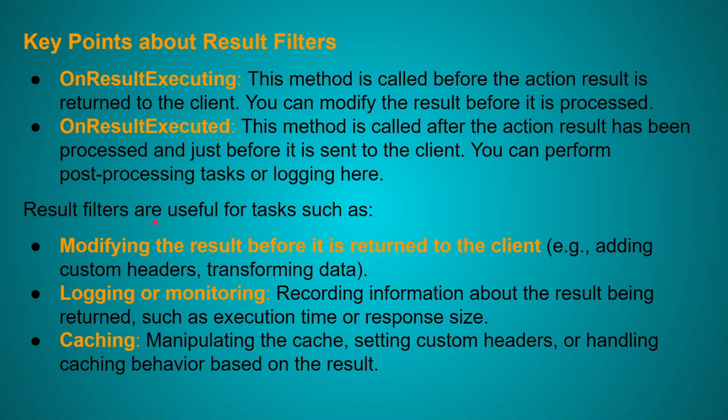Result filters are useful for tasks such as modifying the result before it is returned to the client, for example adding custom headers or transforming data. Logging or monitoring, recording information about the result being returned, such as execution time and response size. Caching, manipulating the cache, setting custom headers, handling caching behavior based on the result.